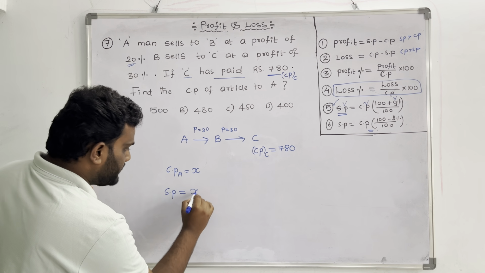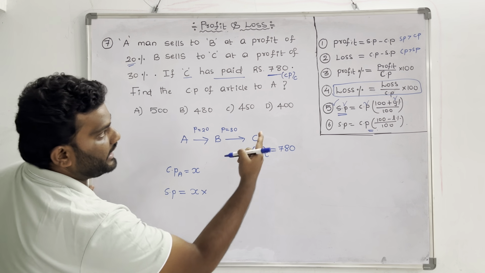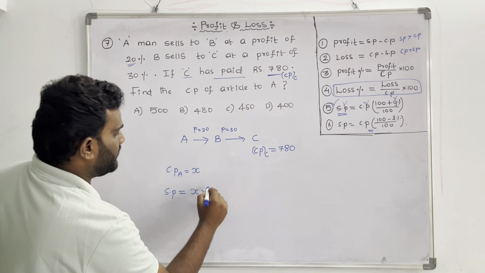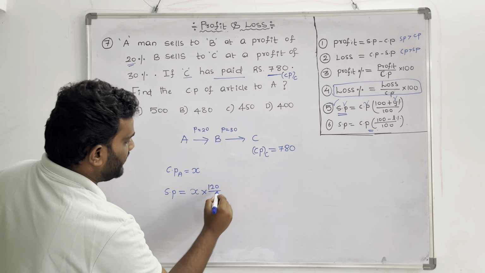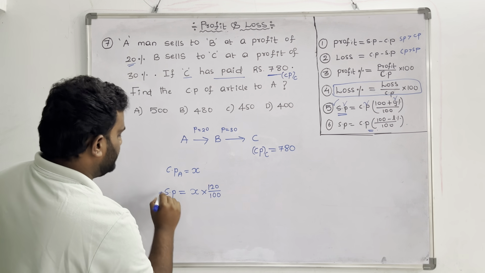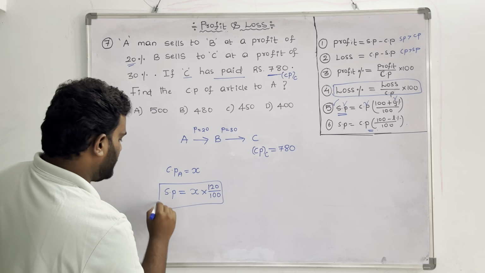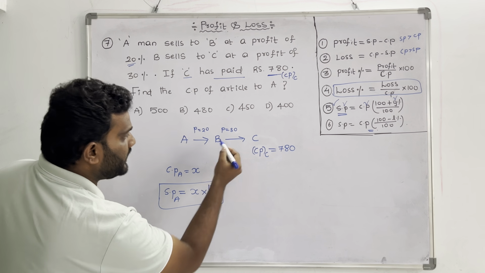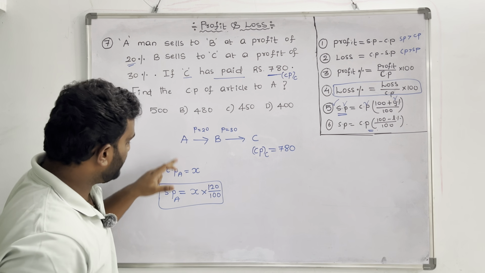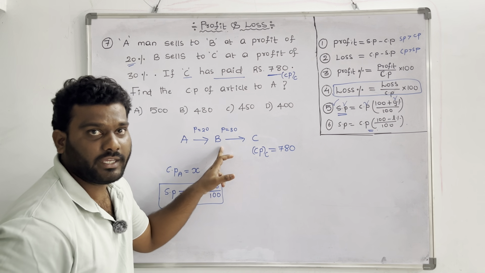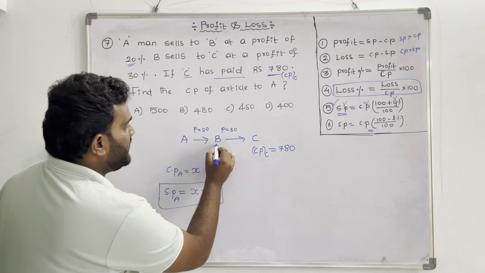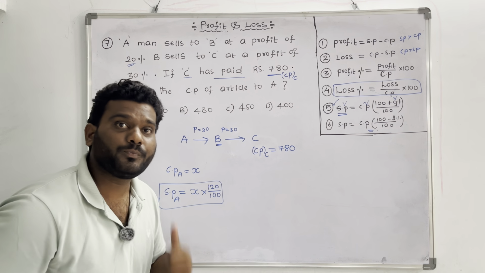See, what is the selling price now? Cost price into 100 plus gain, over 100. 100 plus 20, 120. 120 by 100. This is the selling price of A to B. Correct? Selling price of A to B. Okay. What is the cost price of B now?